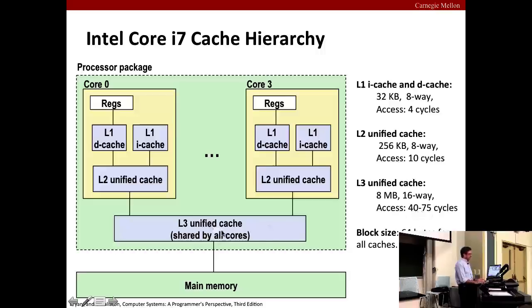So if there's a miss in L1, then the L1 sends a request to L2 to try to find the data in L2. Since L2 is a little bigger, maybe the data hasn't been flushed out of L2 yet. If L2 can't find it, it sends a request to L3 to see if it can find the data in L3. If L3 can't find it, then it gives up and goes off chip to memory.